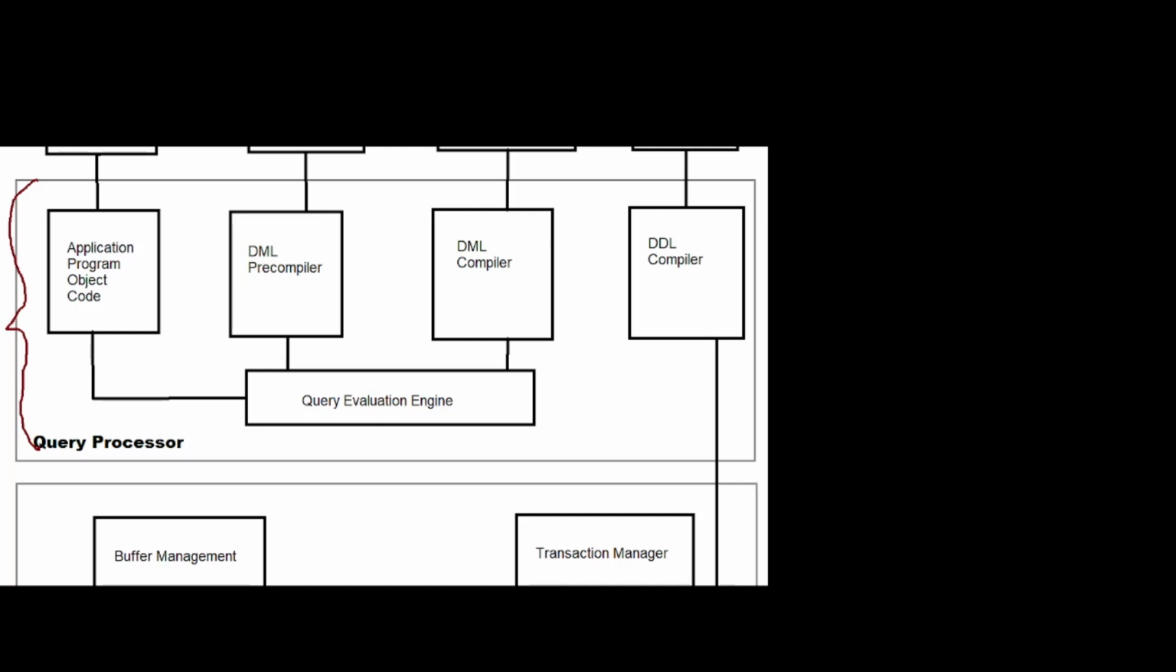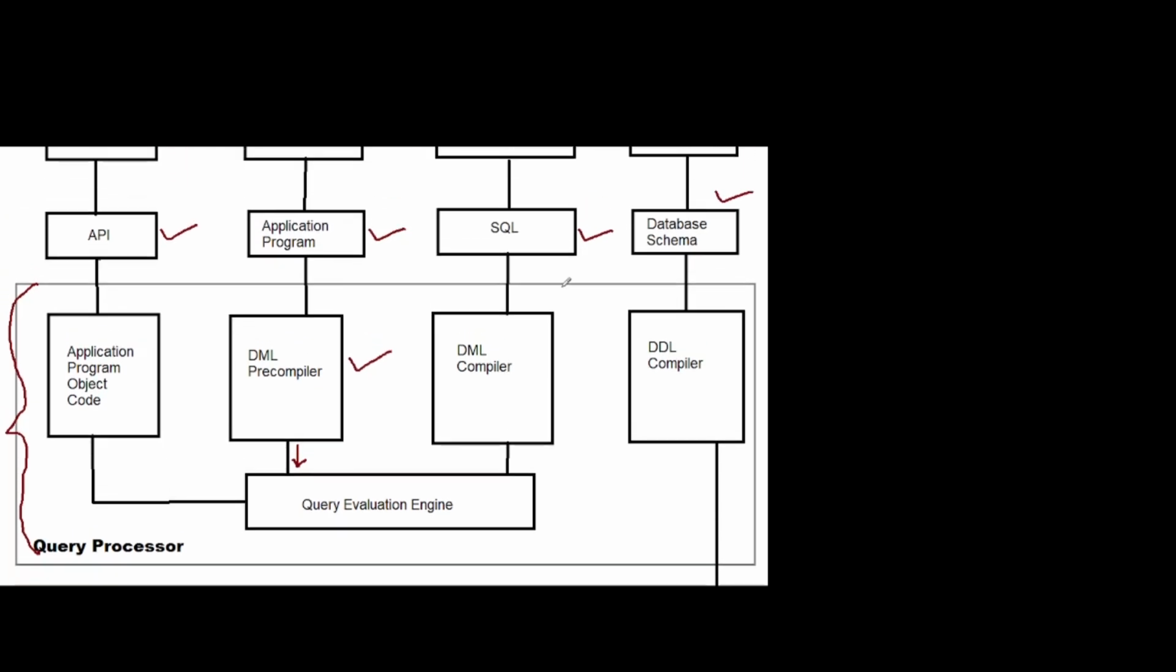Application programs containing embedded SQL first go to the DML Precompiler. The DML Precompiler separates SQL statements from the programming language code. The program is compiled separately, while the extracted SQL statements are sent for further processing. Users who directly write SQL commands send them to the DML compiler. The DML compiler checks the syntax and converts the SQL query into an internal form that the DBMS can understand.